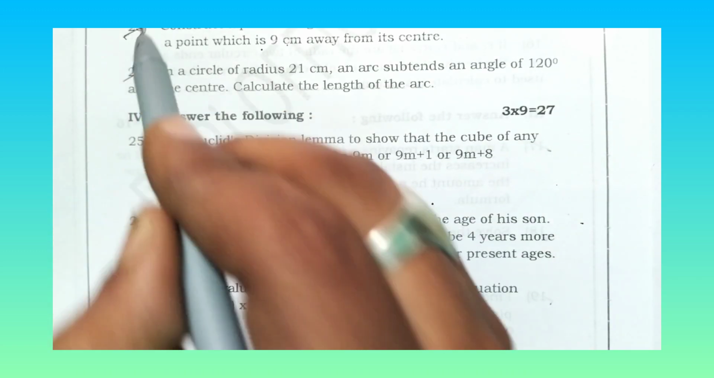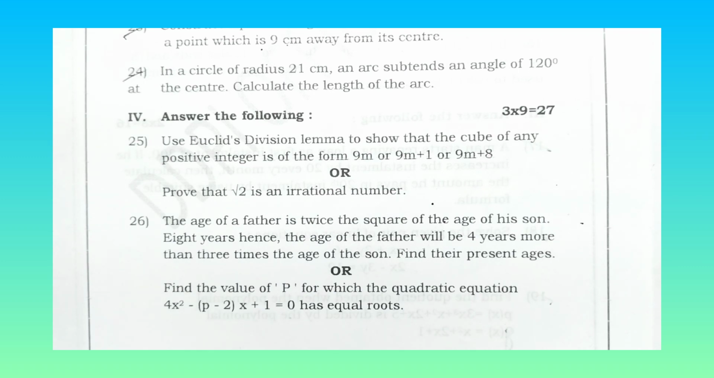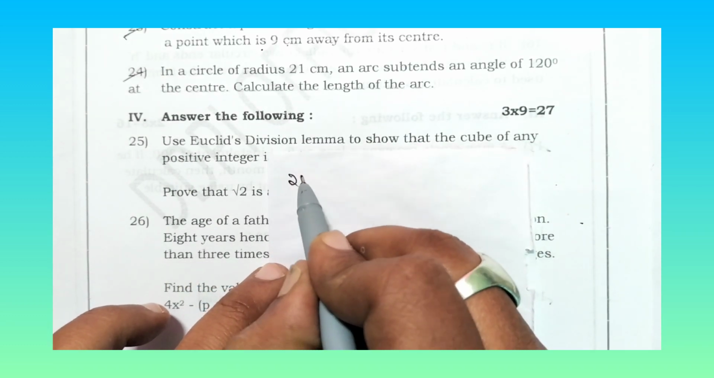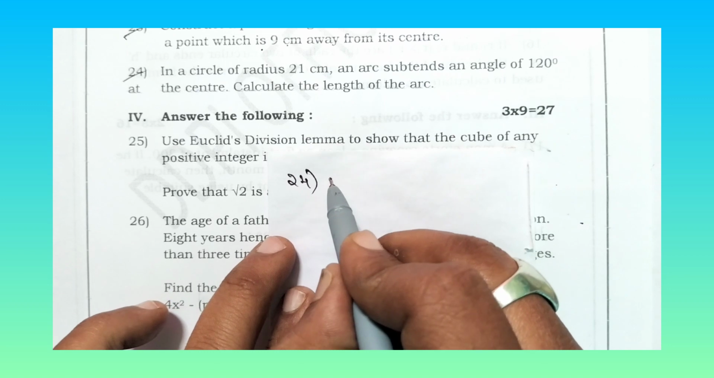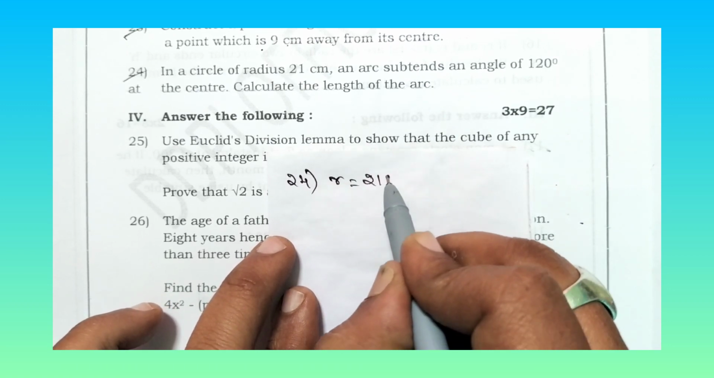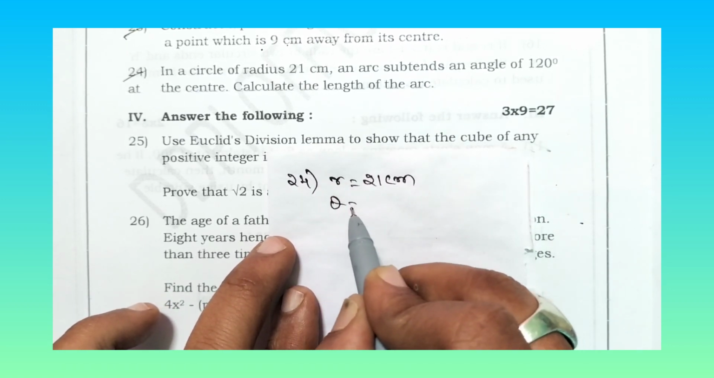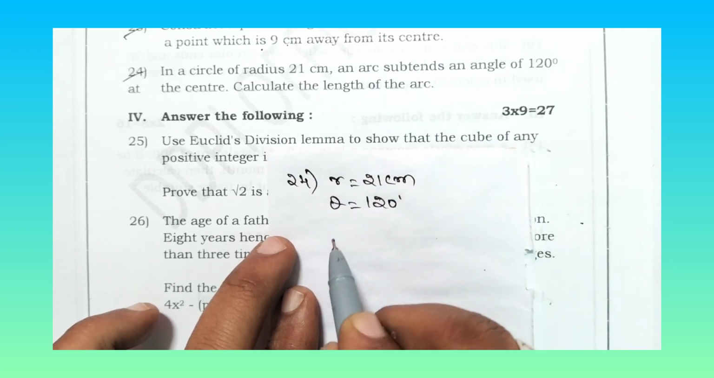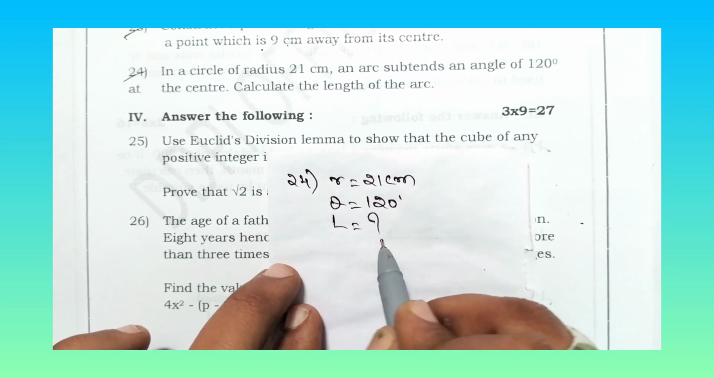Now let us answer the last question of the 2 marks questions, that is, in a circle of radius 21 centimeter, an arc subtends an angle of 120 degree at the center. Now we have to calculate the length of the arc. So let us answer the 24th question. Here the radius is 21 centimeter, theta is equal to 120 degree. The length of the arc we don't know, let us find it.